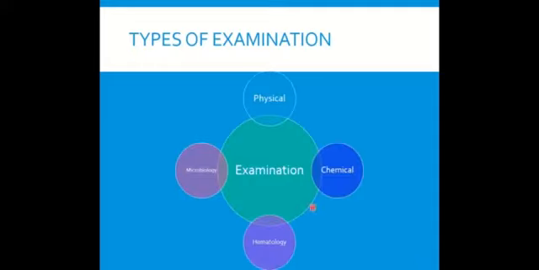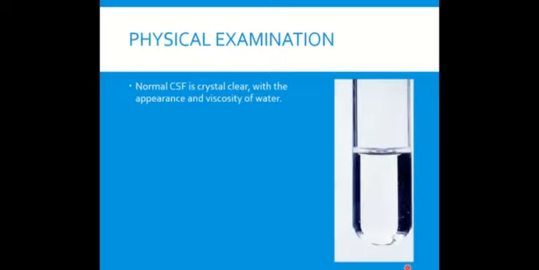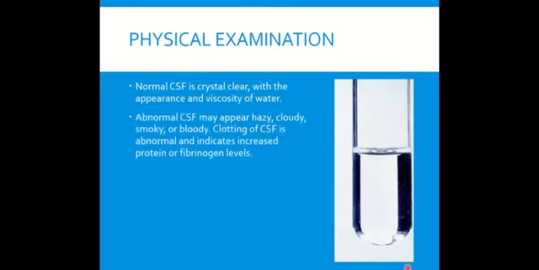As you know, after the sample is taken from the patient and collected in 4 test tubes, at least 3 are sent to the lab. And in the lab, we have 4 types of examination: physical, chemical, hematology, microbiology. First of all, physical examination. Normal CSF is crystal clear with the appearance and viscosity of water.